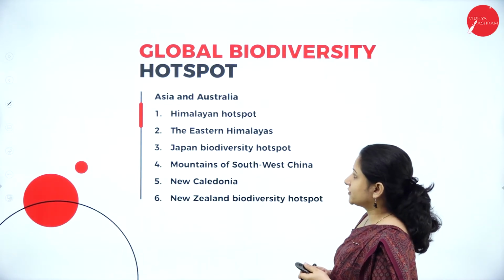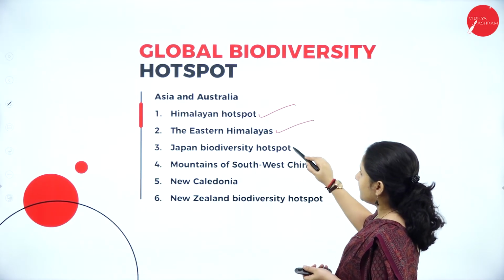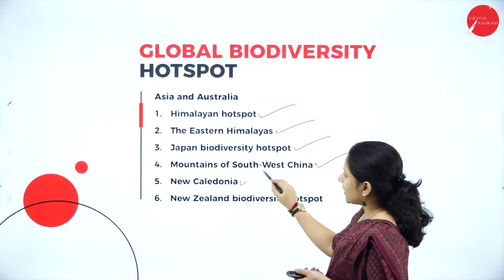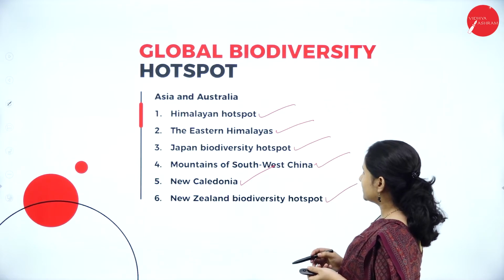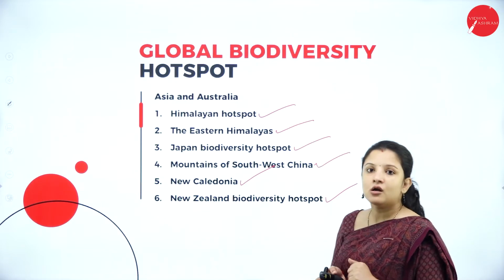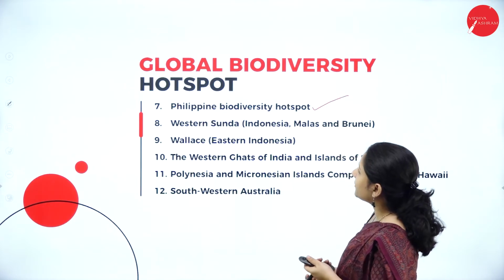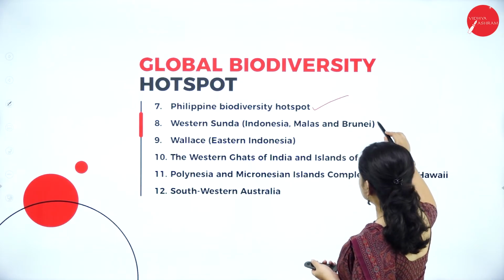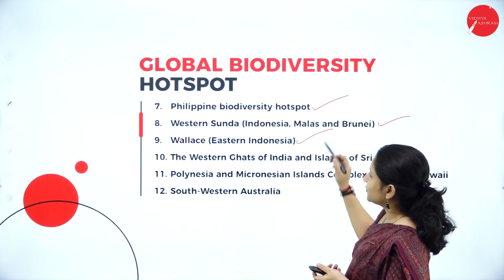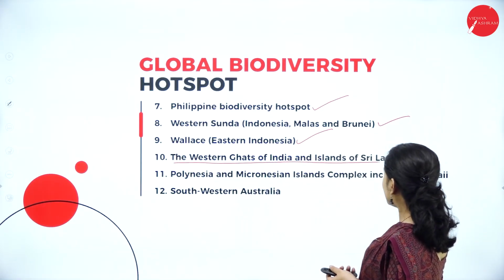And in Asia and Australia, there is the Himalayan hotspot, then the Eastern Himalayas, Japan Biodiversity Hotspot, mountains of Southwest China, New Caledonia and New Zealand Biodiversity Hotspot. These two, New Caledonia and New Zealand, come under Australian Biodiversity Hotspots. Next, continuing, we have the Philippine Biodiversity Hotspot, the Western Sunda, that comes in Indonesia, Malaysia and Brunei. Then we have valleys in eastern Indonesia, then the Western Ghats of India and islands of Sri Lanka.